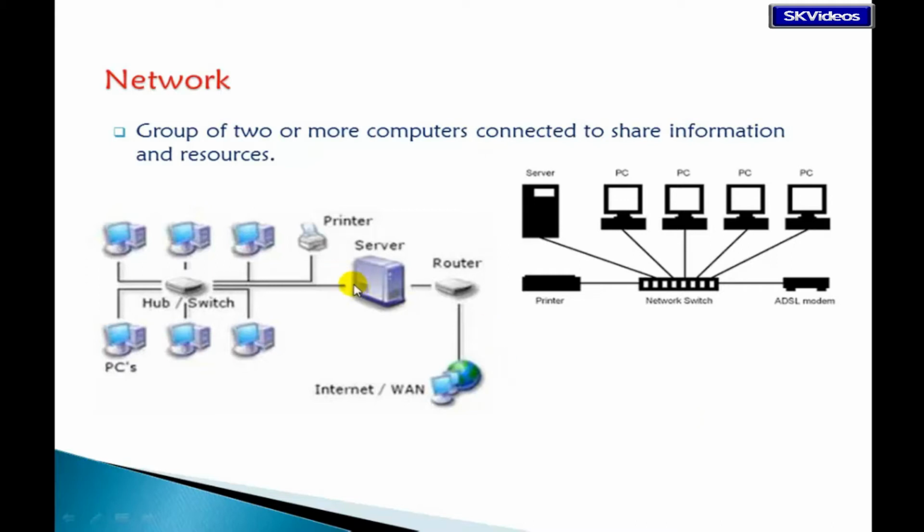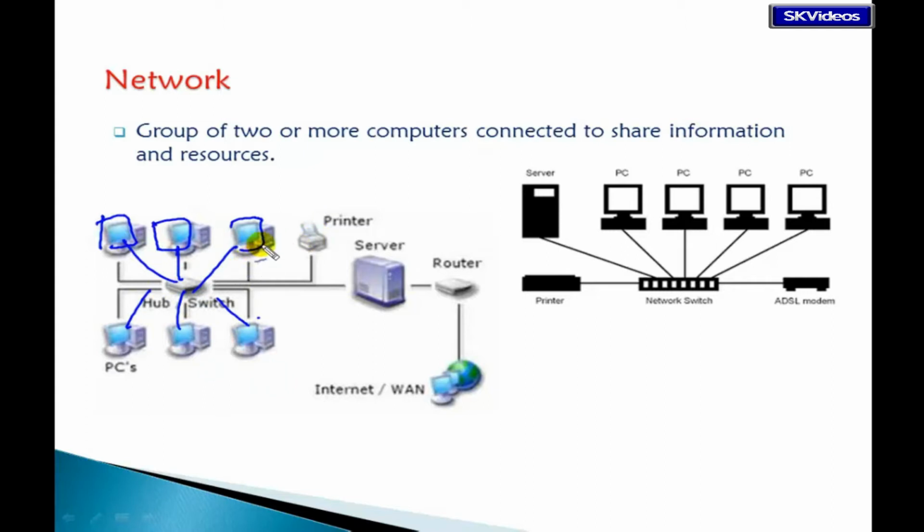A network is a group of devices connected to each other in order to share information and resources. Take a small example, maybe a small internet center or any small office where you have a group of devices, maybe 8 to 10 devices, all connected to each other so that we can share the information.